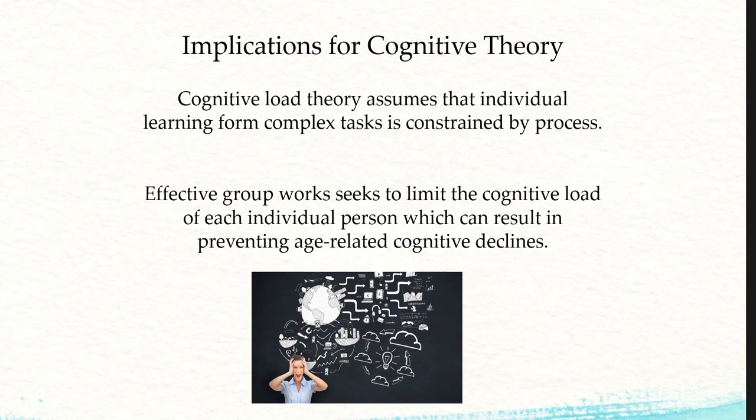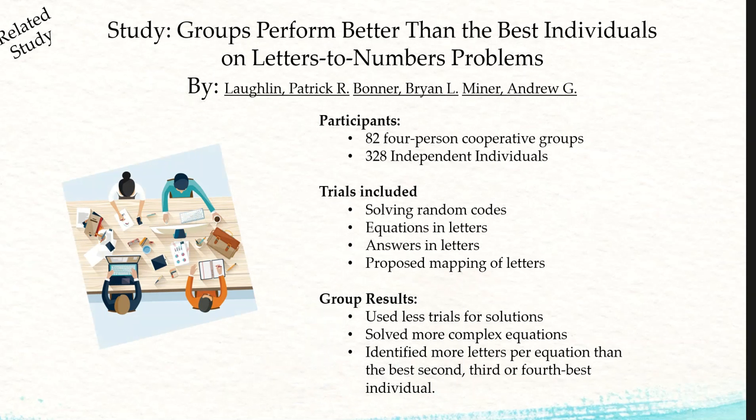So what is the implication for this cognitive theory? Cognitive load theory assumes that individual learning from a complex task is constrained by a process. So effective group work seeks to limit that cognitive load of each individual person, which actually can result in preventing age-related cognitive declines. So here was a related study that I found.